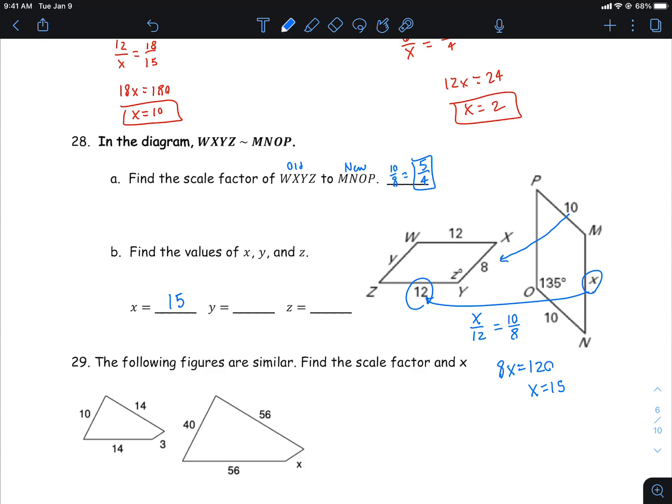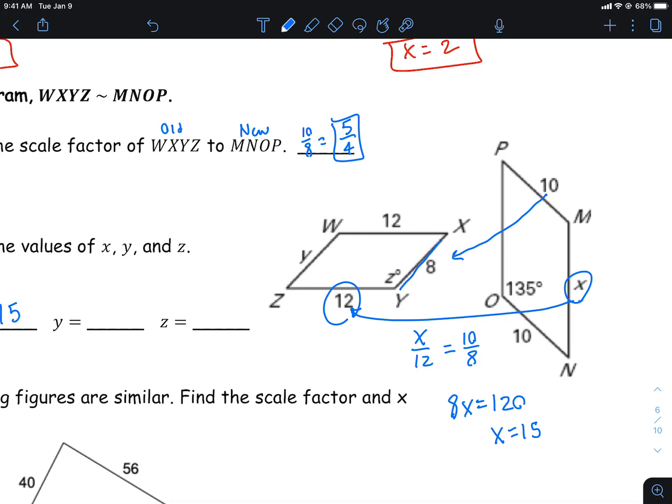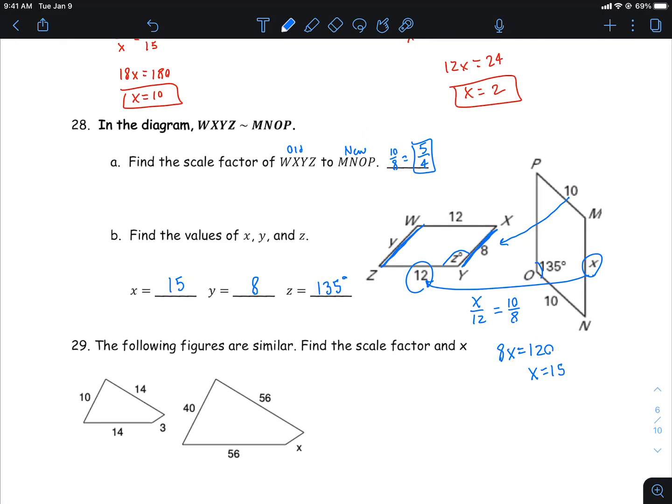Y, well, actually, you know what? If this side here is 8, this side right here must also be 8, since it's a parallelogram. And then z, you have to figure out what angles match. So z right here, if that angle is 135, this angle's got to match up with that. So we'll say z is 135 degrees as well. So the angles all actually match, and then it's the sides that are proportional. That probably wouldn't be a terrible thing to write here. Sides are proportional. Angles are congruent. Okay.